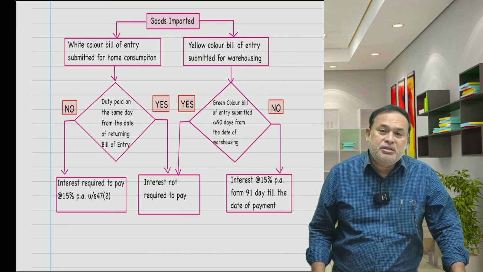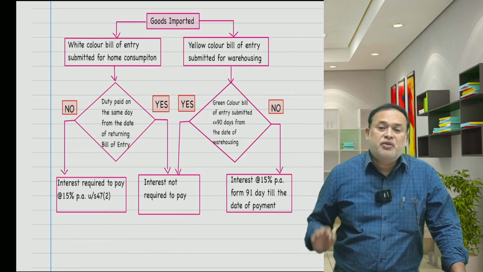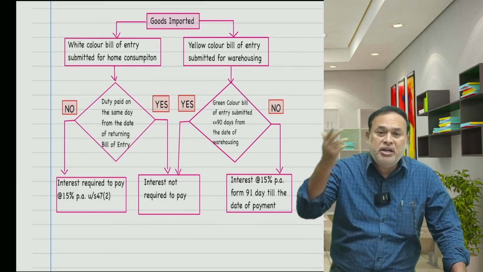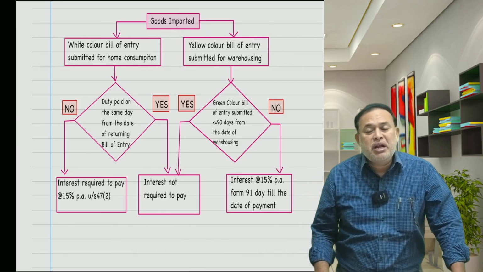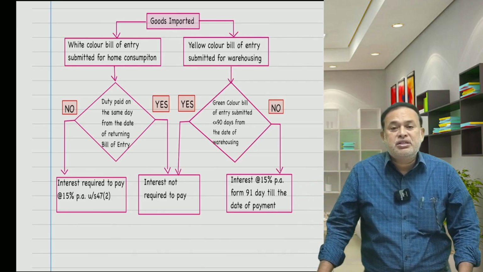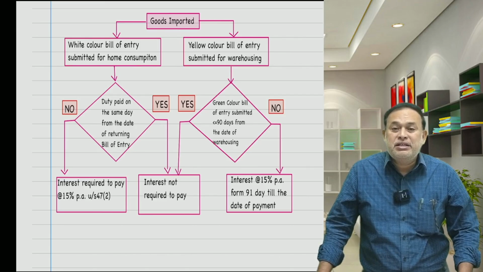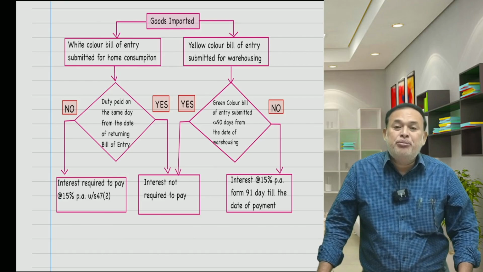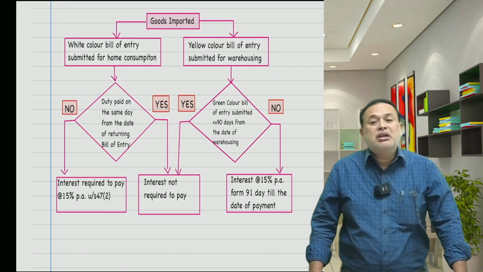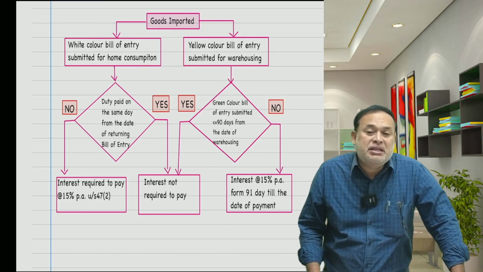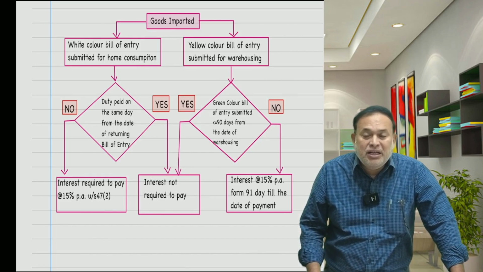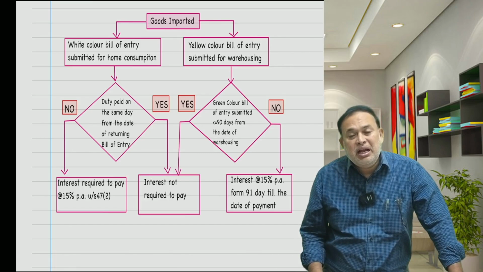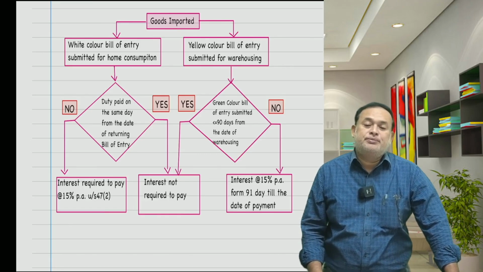In that case, for the first 90 days from the date of warehousing, there won't be any interest. Beyond 90 days, you warehouse the goods. From the 91st day till the date of clearance, you are liable for interest on the duty which is not paid. If you pay after 90 days from the date of warehousing, then at the rate of 15% interest per annum from the 91st day till the date of clearance, you have to pay customs duty along with that 15% interest.